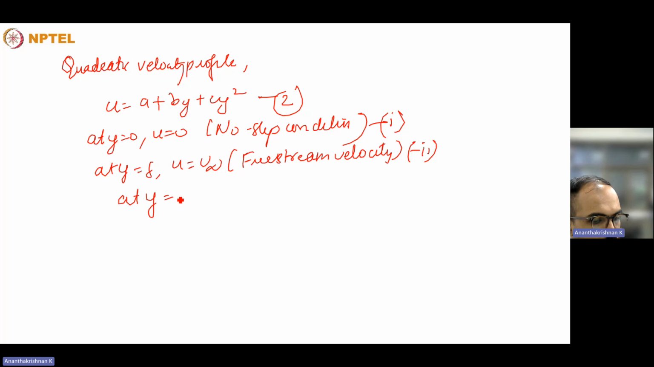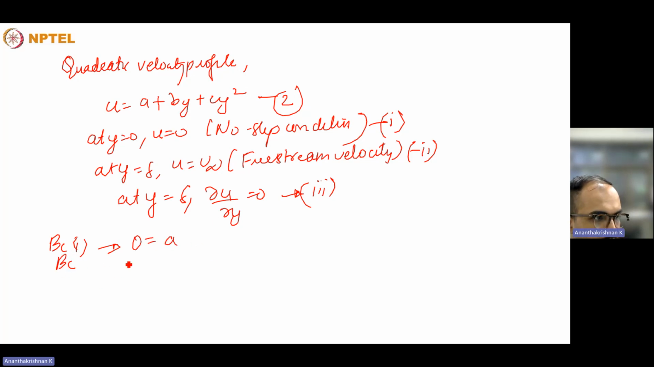Similarly, at y is equal to delta, we can write ∂u/∂y is equal to 0. Change in the velocity at the boundary layer thickness is equal to 0. Using these three equations, we can calculate the values of A, B, and C. So applying the boundary condition first, that implies that y is equal to 0, u equal to 0, that is 0 is equal to A, so A is equal to 0.